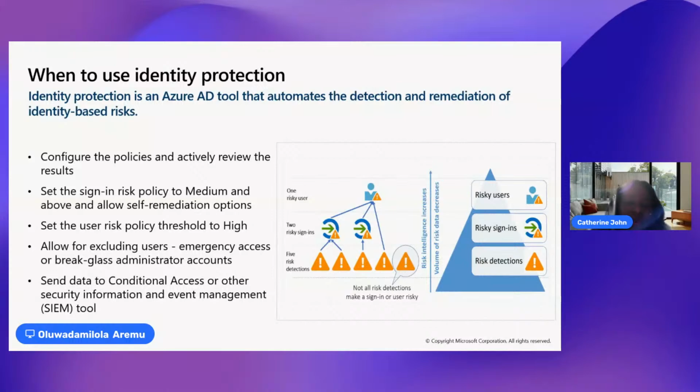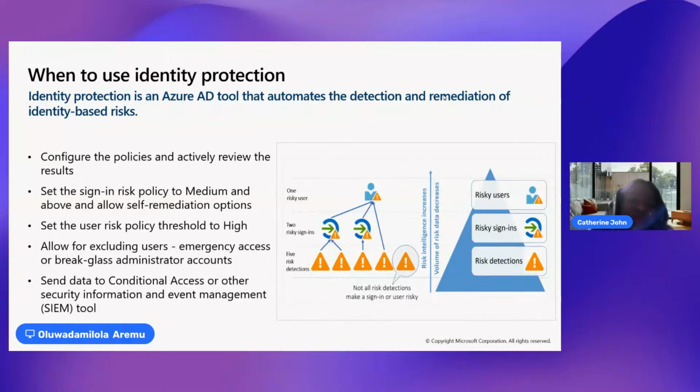You need to set a particular threshold. For example, if you're a user, you cannot log in wrongly more than 3 times. Once you log in wrongly more than 3 times, you are kicked out, and you have to go meet your admin to reset your profile, your user, before you'll be able to access your organization resources.